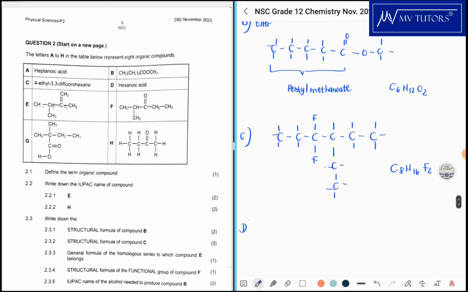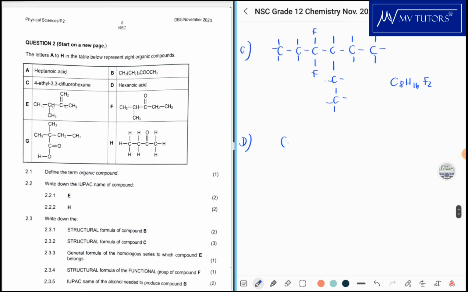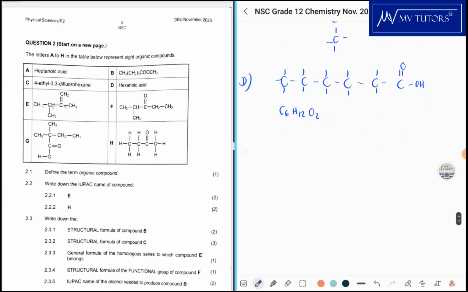And then D, hexanoic acid. Okay, that's just straightforward. 1, 2, 3, 4, 5, 6. All right, we have 6 carbons. 1, 2, 3, 4, 5, 6, 7, 8, 9, 10, 11, 12 hydrogens and 2 oxygens. Then we go to E.